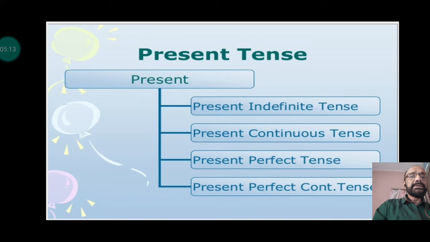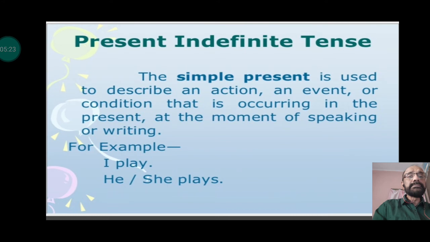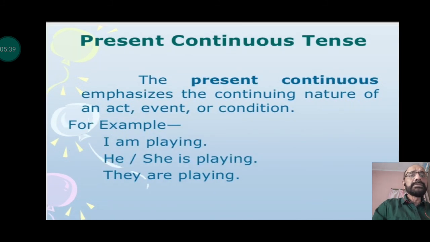Now let's see the present tense. We see there are indefinite or simple present tense, present continuous, present perfect, and present perfect continuous. The simple present is used to describe an action, an event, or condition that is occurring in the present, at the moment of speaking or writing. I play, she plays. It's usually a habitual or routine thing to do, or something that is a universal truth.